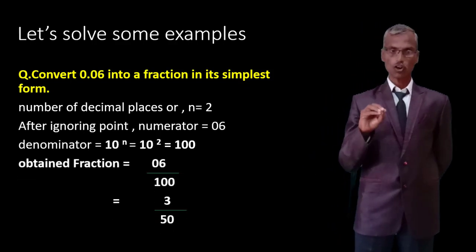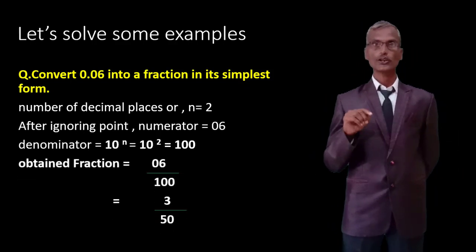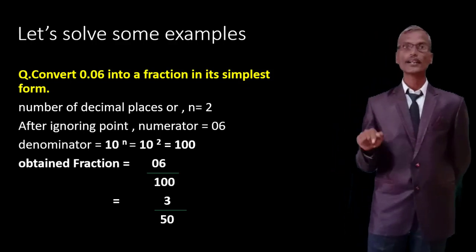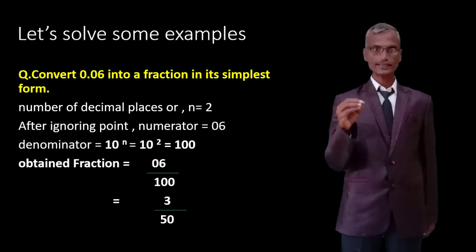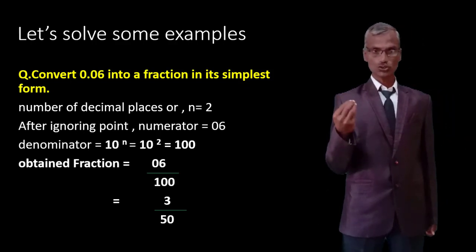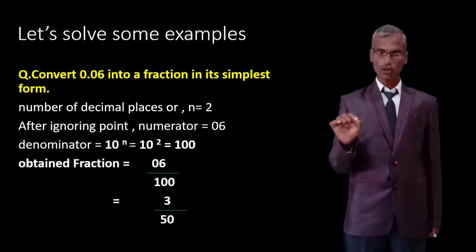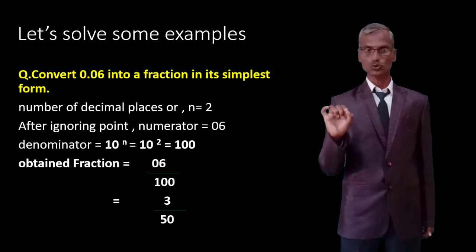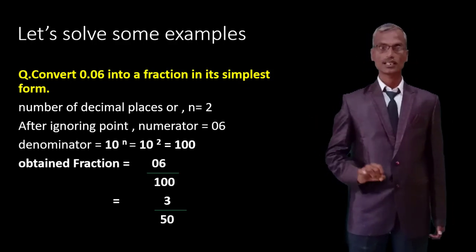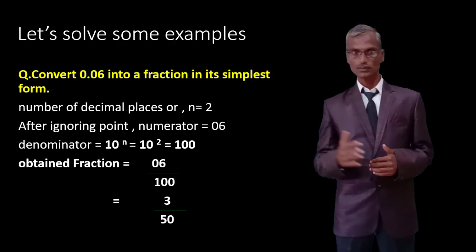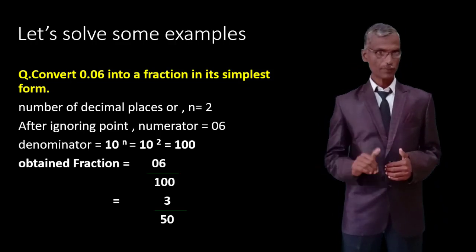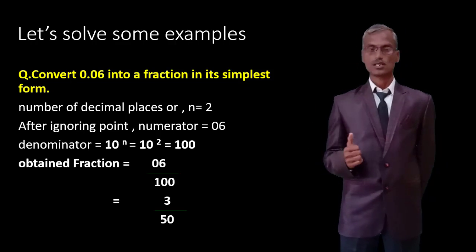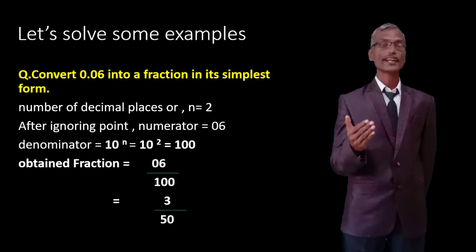Thus, the obtained fraction is equal to numerator upon denominator. So, numerator is equal to 06 upon denominator 100. Hence, it will be equal to 06 upon 100. Now, write it in simplest form. So, 3 upon 50 will be the simplest form of the obtained fraction.